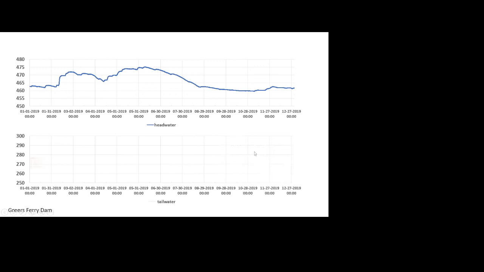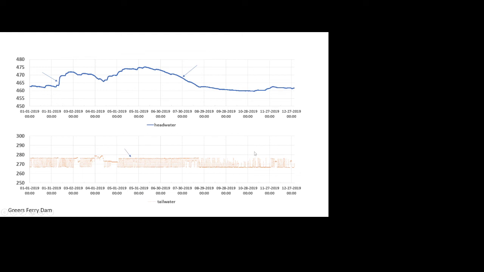You can look at Greers Ferry Dam headwater and tailwater also. So this is the headwater during the year 2019, and we can also look at the tailwater. For headwater, again, this is a storage reservoir, so in some cases you're going to be storing water. Where this arrow is pointing, you have inflow that's greater than the release, so water is being stored at that time. And at this point in time, you have inflow being less than release, so some of that stored water is being released.